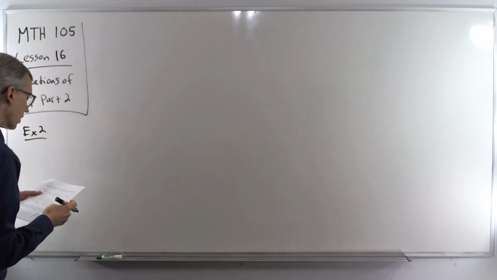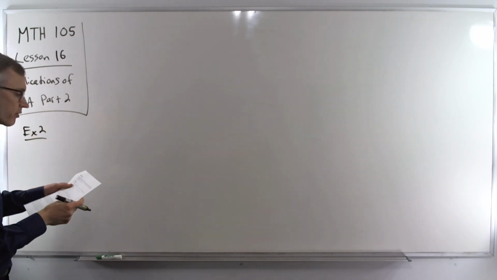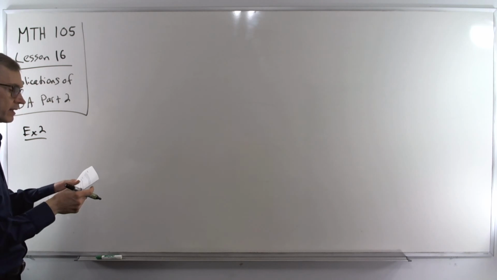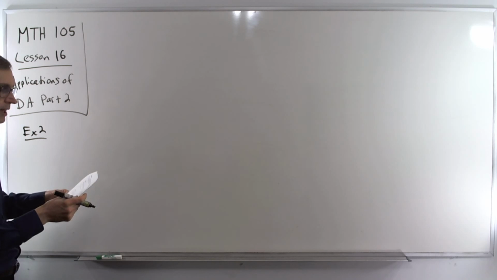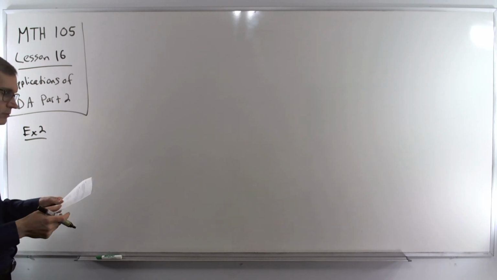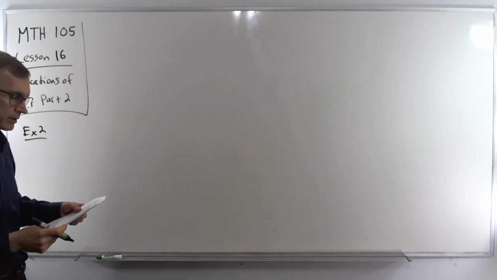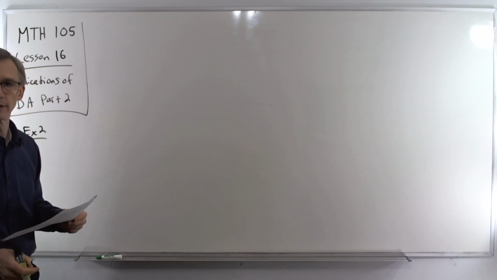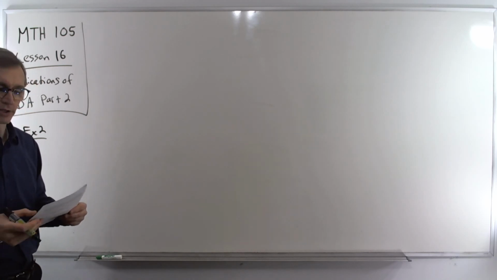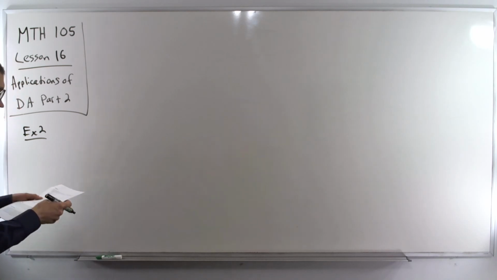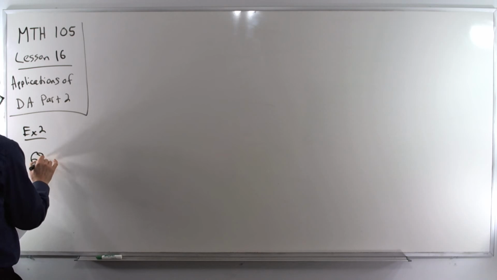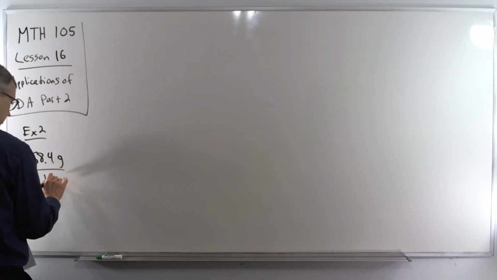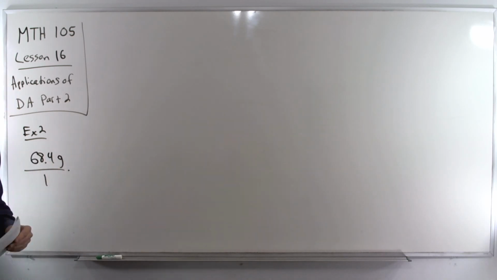Example 2. We've got 68.4 grams of a liquid with a density of 1.32 grams per cubic centimeter. All right, so we know how many grams we need, and we know the density of the liquid. So how many milliliters, otherwise known as cubic centimeters, are required? So we're going to start off with the given quantity, the mass we need, 68.4 grams. And then we use the density as a conversion factor to convert grams into milliliters.